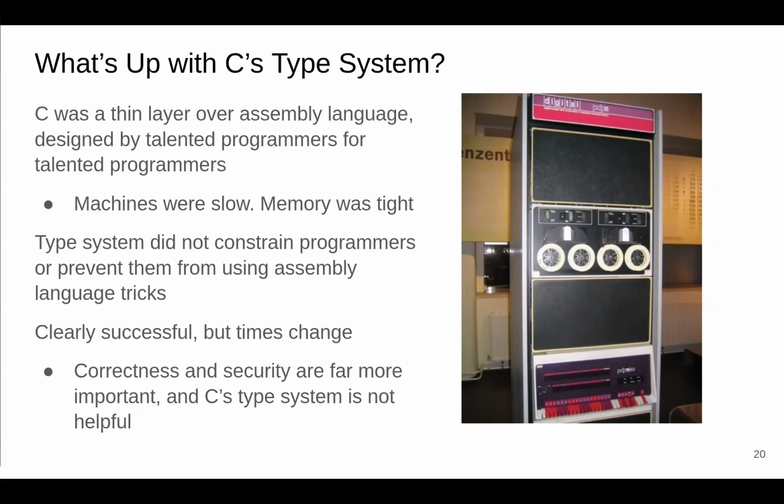Back in the days, machines were slow, memory was tight, and the type system was not supposed to constrain programmers. If you tell programmers they know what they are doing, everything will be fine. It's a great way to keep them happy, right? But it's also a great way to enable tricks around the type system, which can in the long run result in challenges. This is clearly successful, but times change. Today, correctness and security are far more important, and C's type system is not helpful.